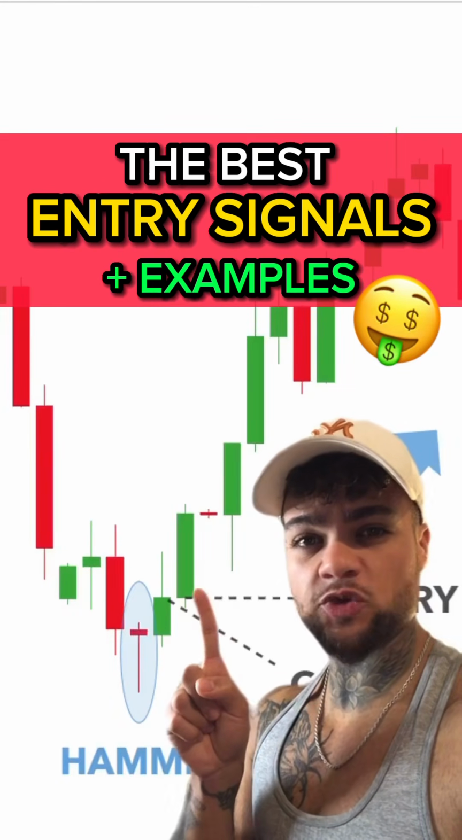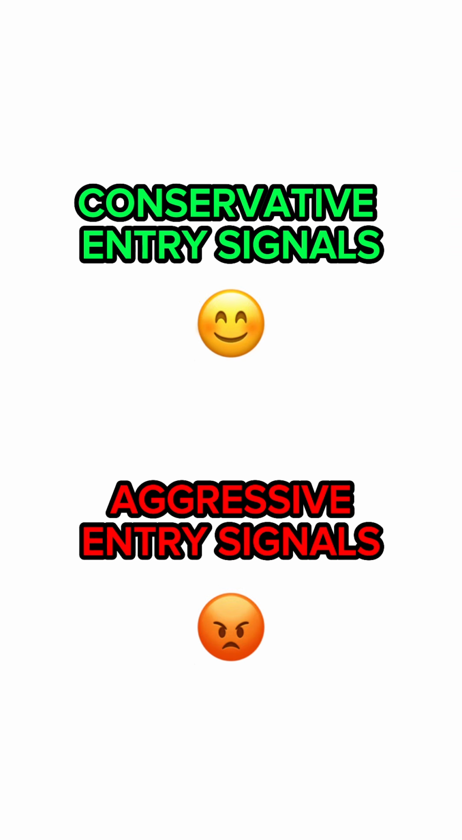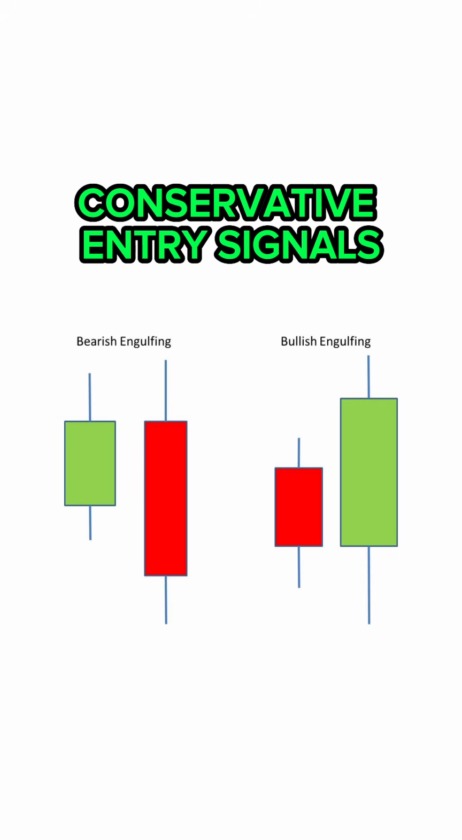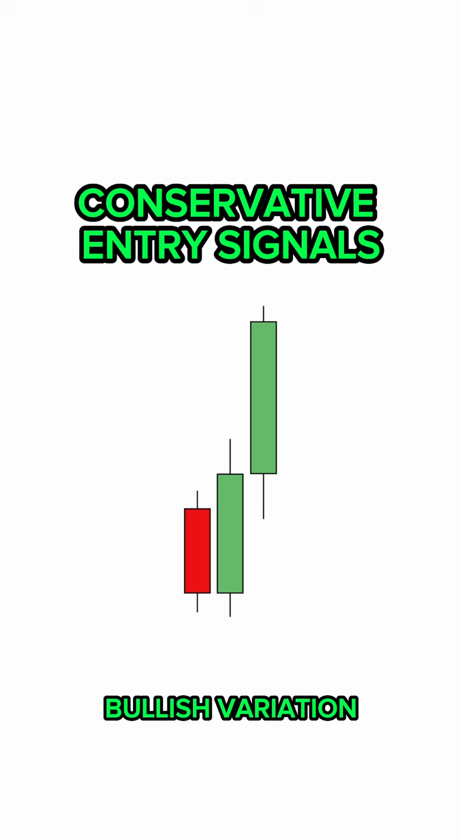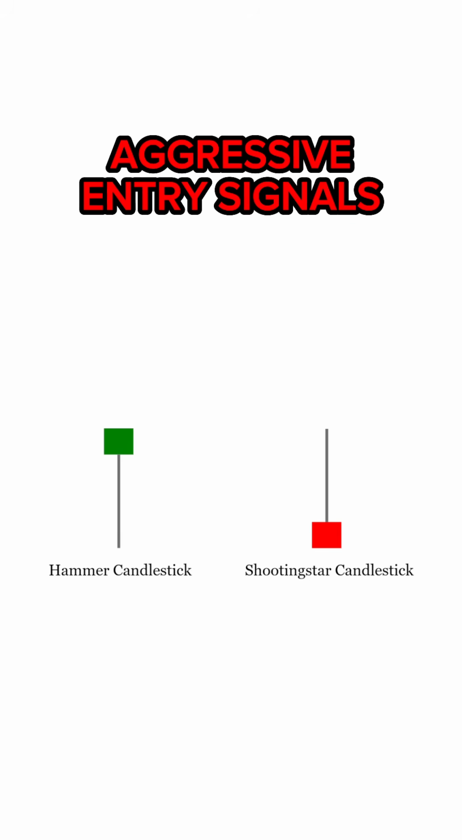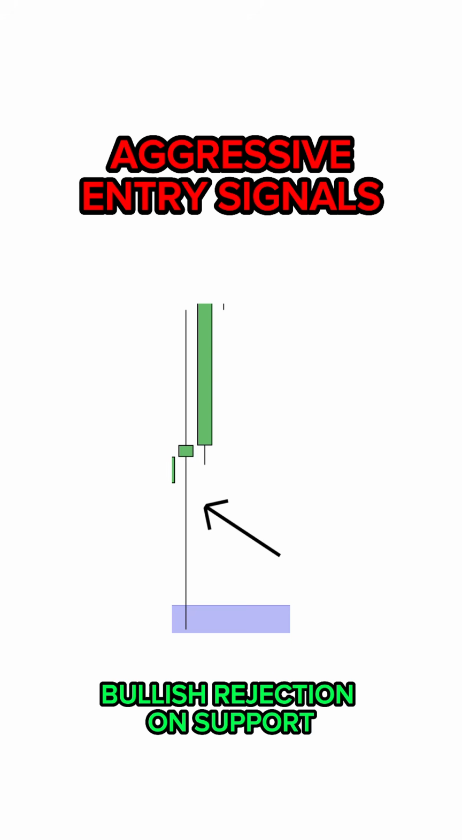These are the best entry signals to enter in your trade: conservative entries and aggressive entries. Now, when talking about conservative entries, you could imagine something like bullish or bearish engulfing, or bullish and bearish variations such as this right here or this. But when we're talking about aggressive entries, I'm talking about something like this and this.